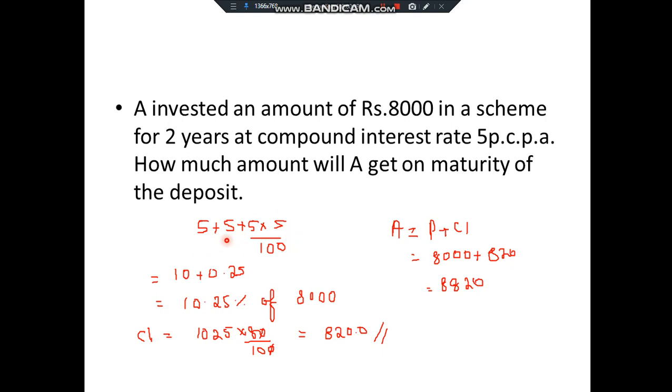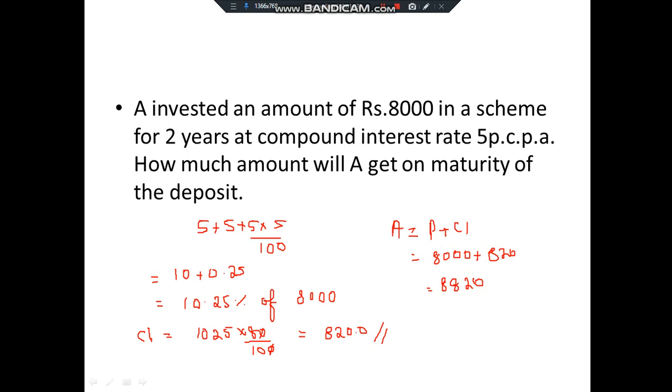So 5 plus 5 plus 5 into 5 by 100, you get 5 plus 5 is 10 plus 25 by 100, which is nothing but 0.25. So 10.25% of 8,000 if you do, you will get the compound interest. But our question is amount. So add that compound interest to your principal, you get 8820. Okay, I hope you understood.